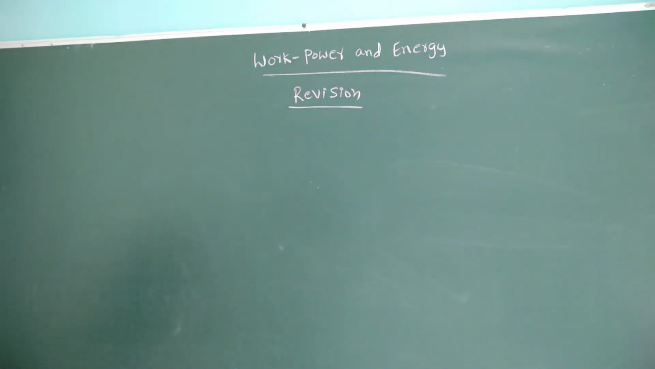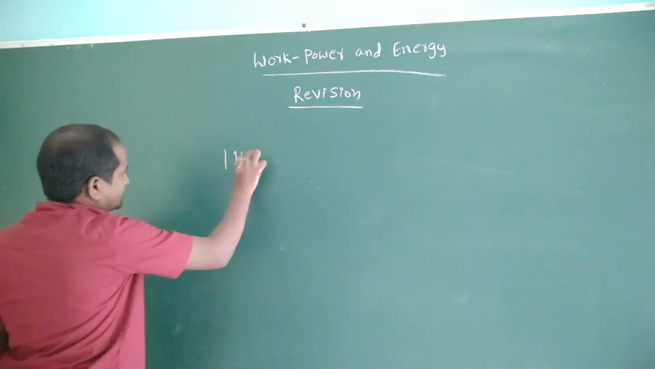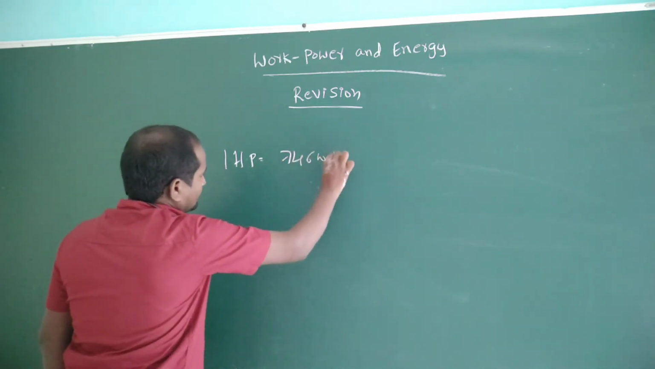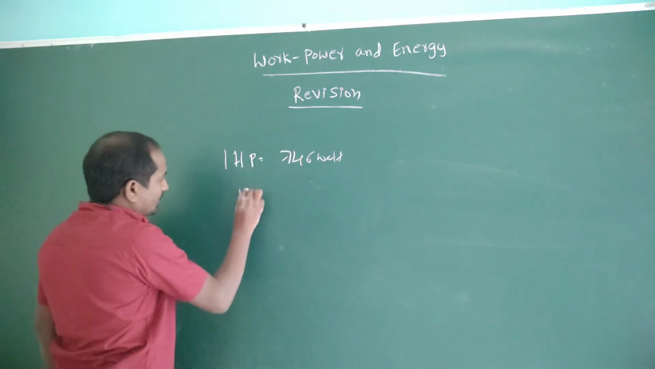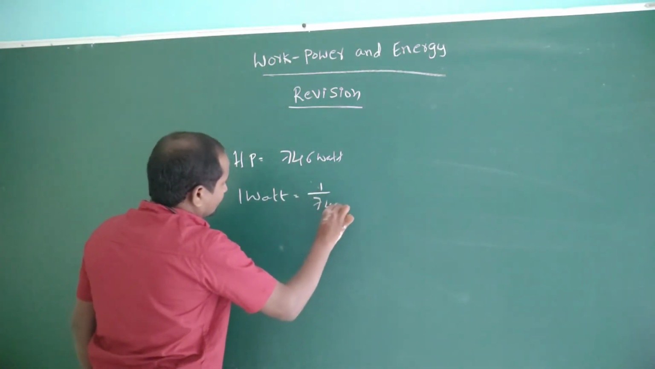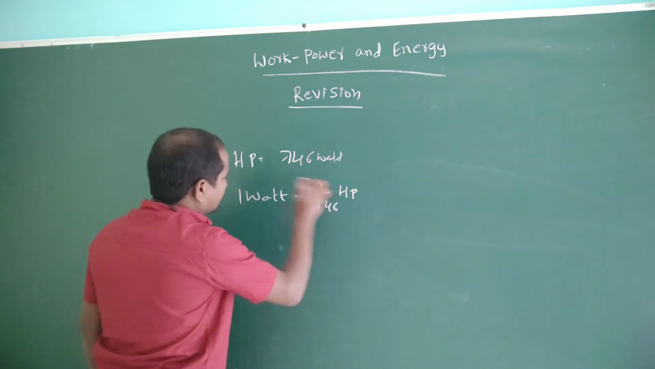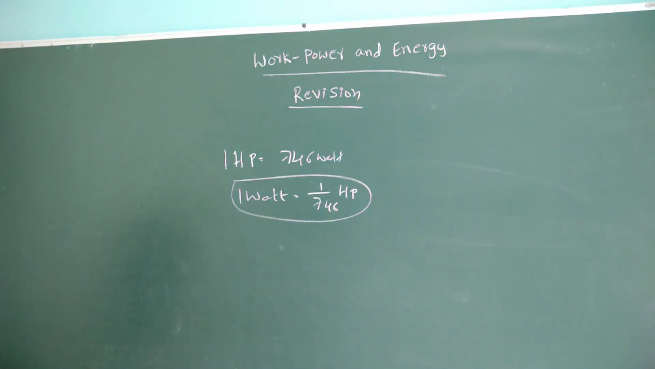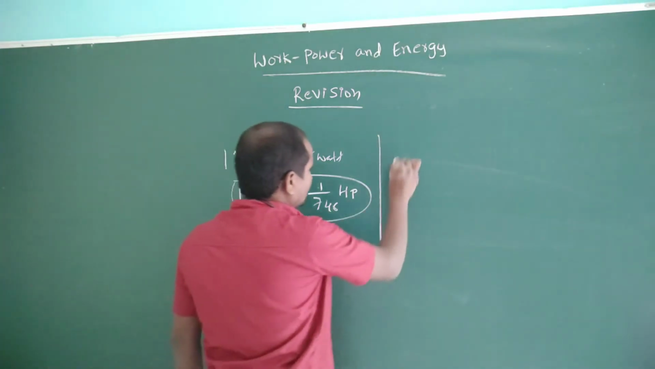Practical unit of power is horsepower. 1 horsepower (HP) is equal to 746 watts. 1 watt is equal to 1 by 746 horsepower. 1 kilowatt hour is equal to 1 unit.